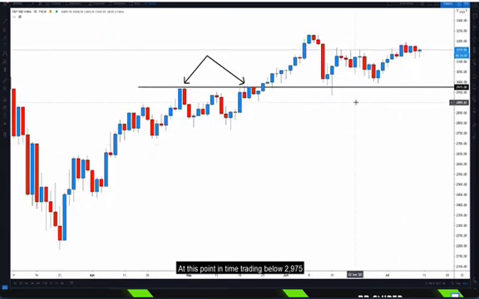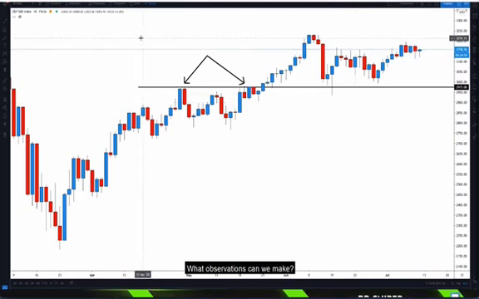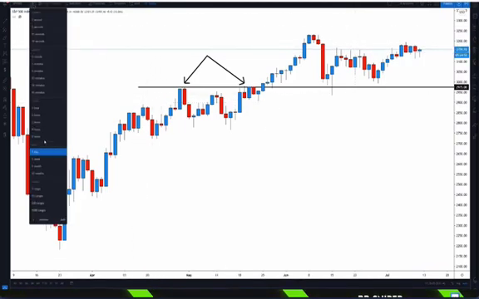At this point in time, trading below 29.75 will have to be postponed to use as a future price target when the market structure is a little bit more clear. What observations can we make?